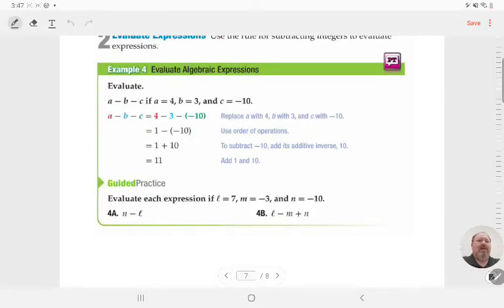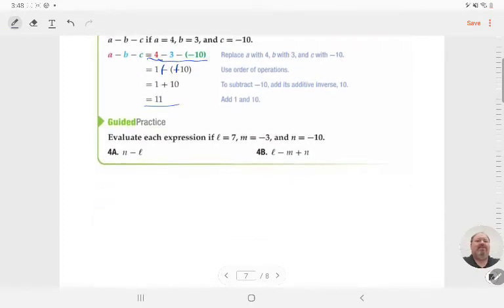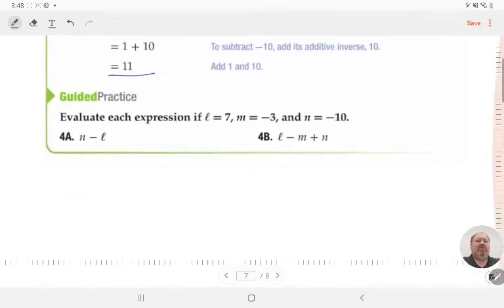All right, now we can use the subtracting integers to evaluate expressions. So if we have a minus b minus c, and we know that a is 4, b is 3, and c is -10, we just simply plug them in where they go, and then go left to right. 4 minus 3 is 1. Keep, change. 1 plus 10 is 11. Okay? So take a second, try these, and then come back.